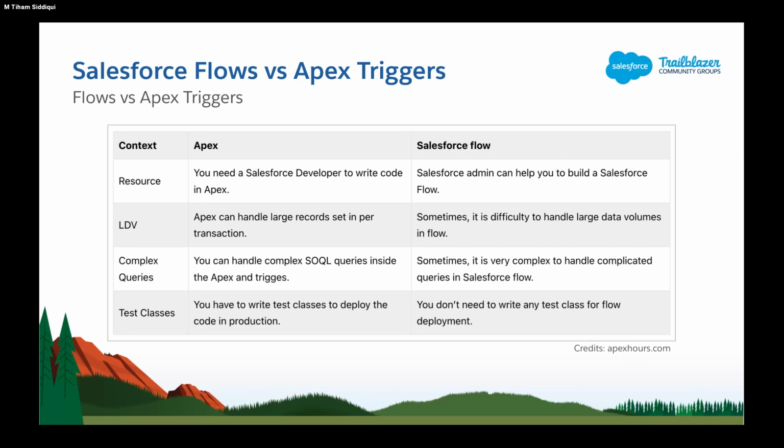Similarly, suppose there is a master-detail relationship between account and, let's say, opportunity, and you want to show the number of open opportunities at the account level. Are you going to create Apex triggers, record-triggered flows, or create a summary field? So go for the smallest resource that resolves your problem.